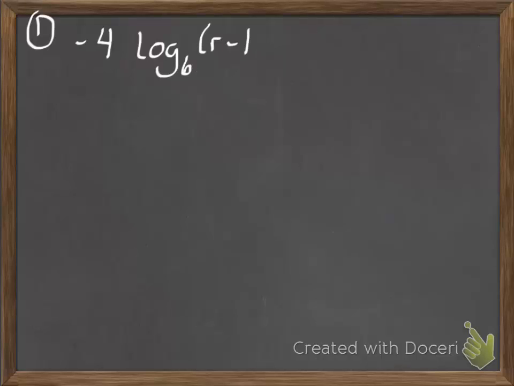So, this first problem, you could see the logarithm show up only on one side. So this is negative 4 times log base 6 of r minus 1 equals negative 16. And so one thing I want to cover first is, oops, that wasn't supposed to be a line.